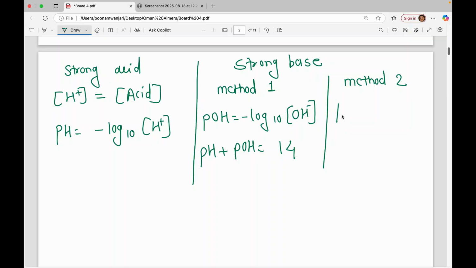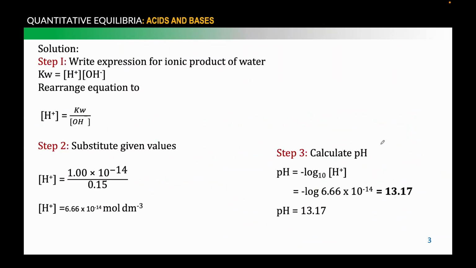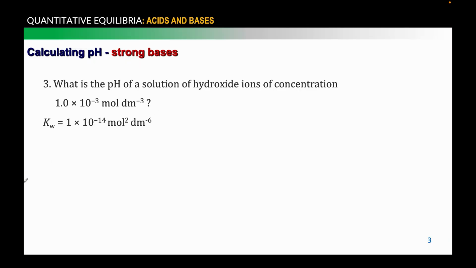In method 2 you need to use the ionic product of water, if ionic product of water is given. Here if you want to calculate H plus, just rearrange this equation: H plus is equal to ionic product divided by hydroxyl ion concentration. Students, directly you can calculate H plus concentration or hydroxyl concentration also, whatever is given and what you need to calculate. So in this way, students, note down this problem and try to calculate the pH of hydroxide ion solution at home.